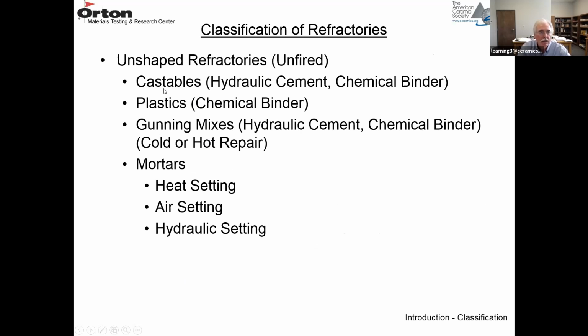The unshaped refractories are unfired. They're in the form of a castable, a plastic, a gunning mix, or a mortar. The binding phase in the castable can be a hydraulic cement or a chemical binder. The plastic will have a chemical binder. The gunning mixes will have either a hydraulic cement or a chemical binder. They can be gunned cold to form a lining, or they can be gunned hot to do a repair. The mortars are either heat setting, air setting, or hydraulic setting.